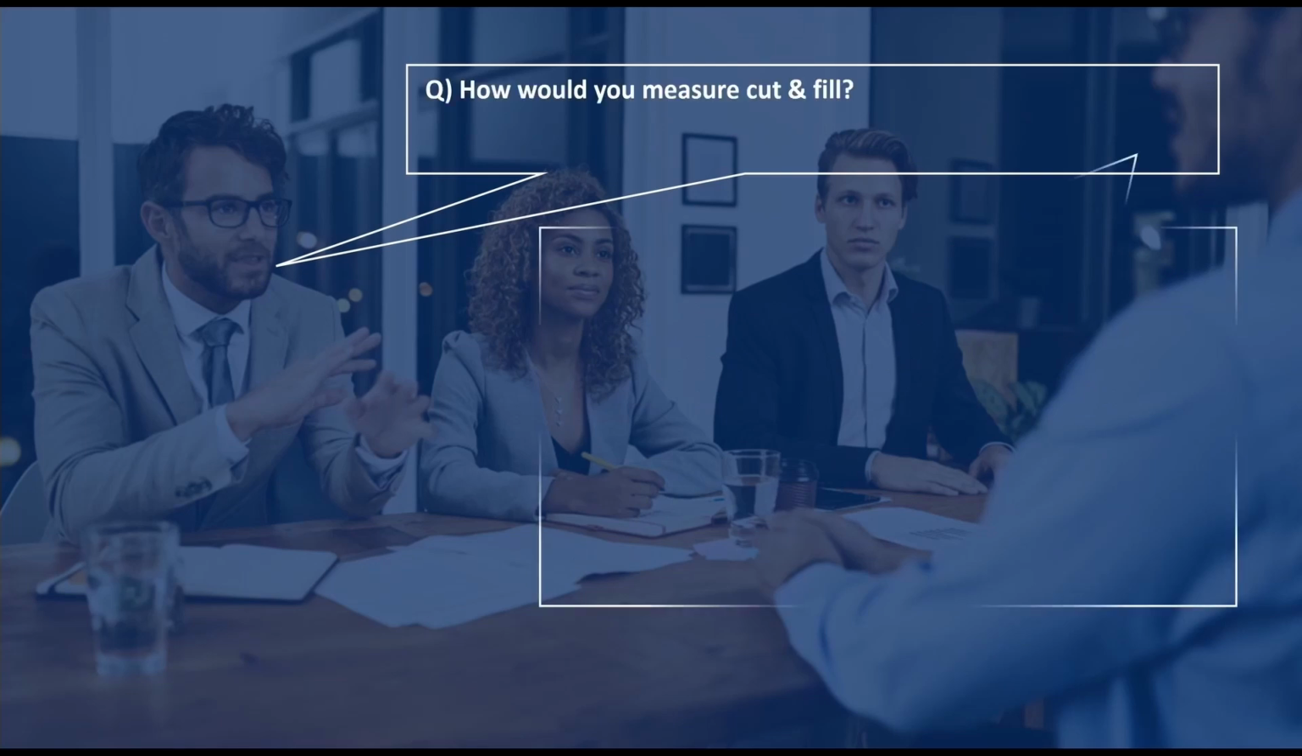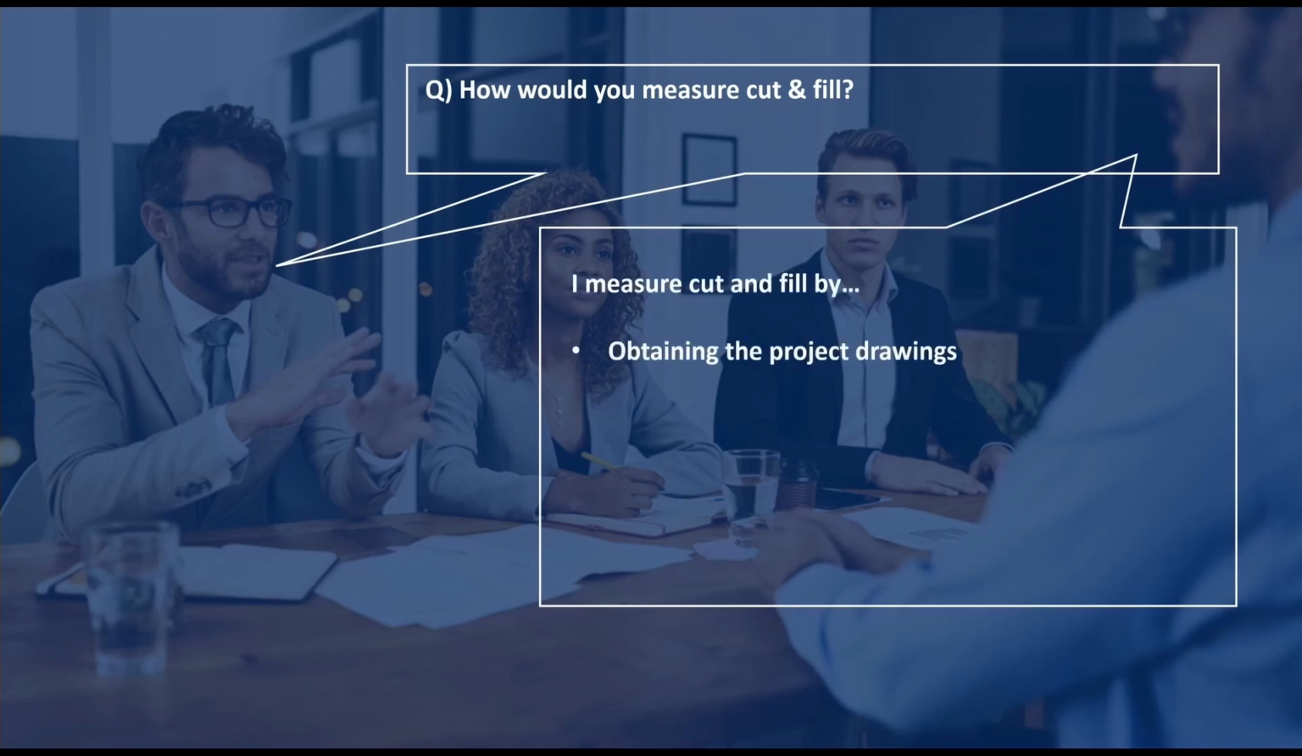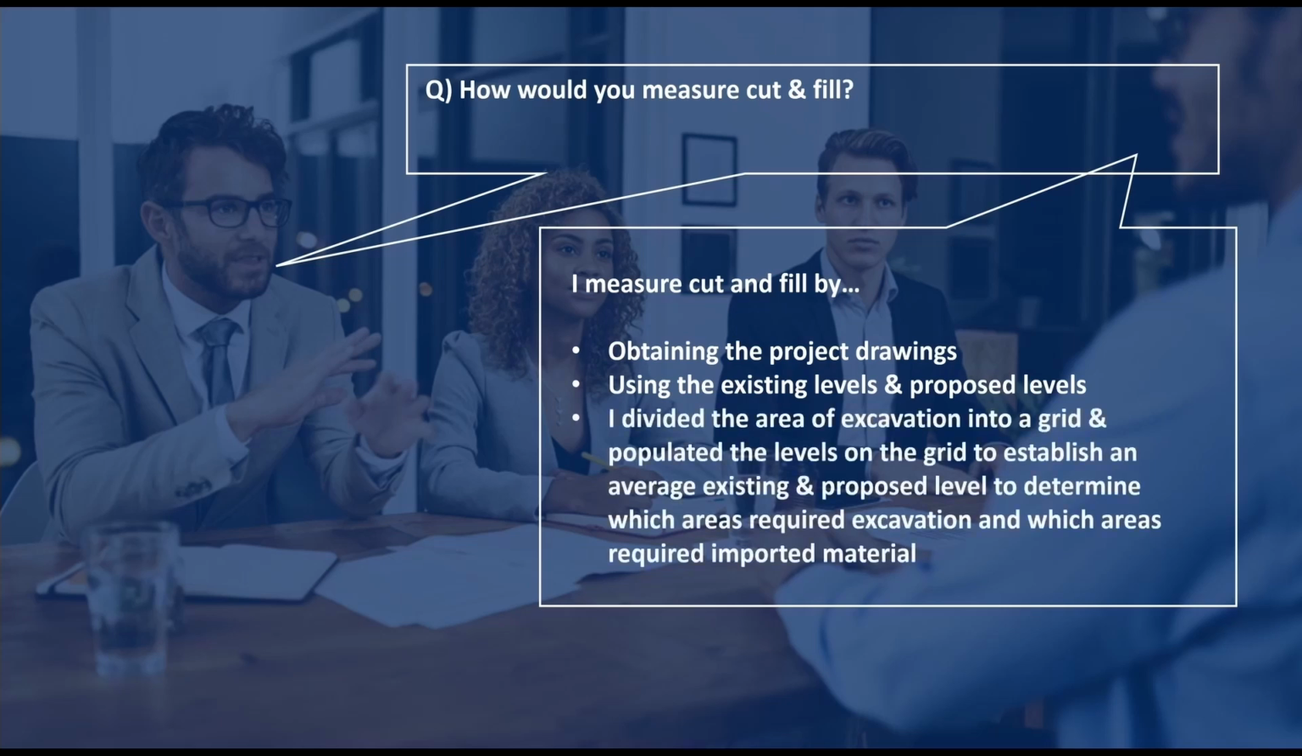We may also receive a question on our understanding of how to measure cut and fill. To address this, we can say that we would typically look to measure cut and fill by obtaining the project drawings and using the existing levels and proposed levels. We would look to divide the area of excavation into a grid and populate the levels on the grid to establish an average existing and proposed level, and this would then determine which areas required excavation and which areas required imported material.